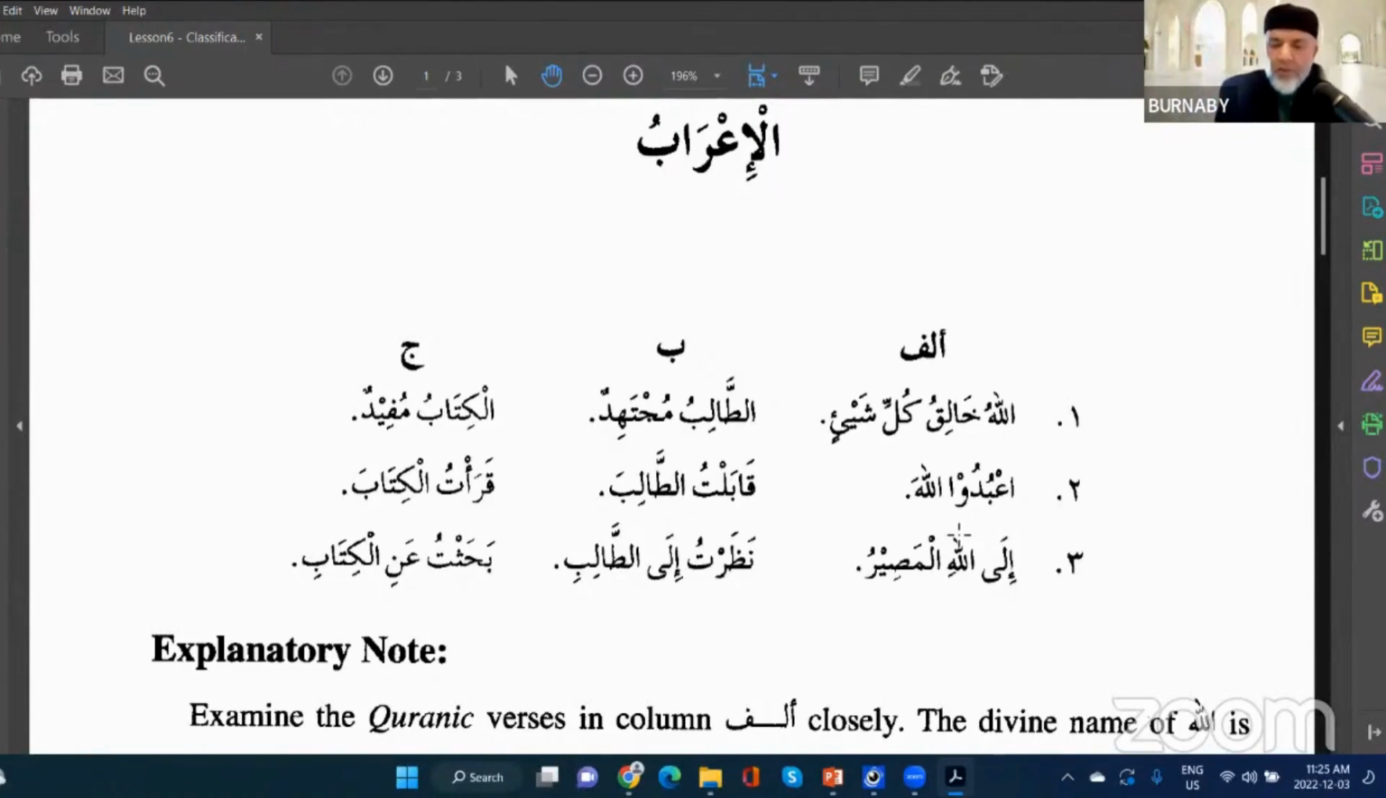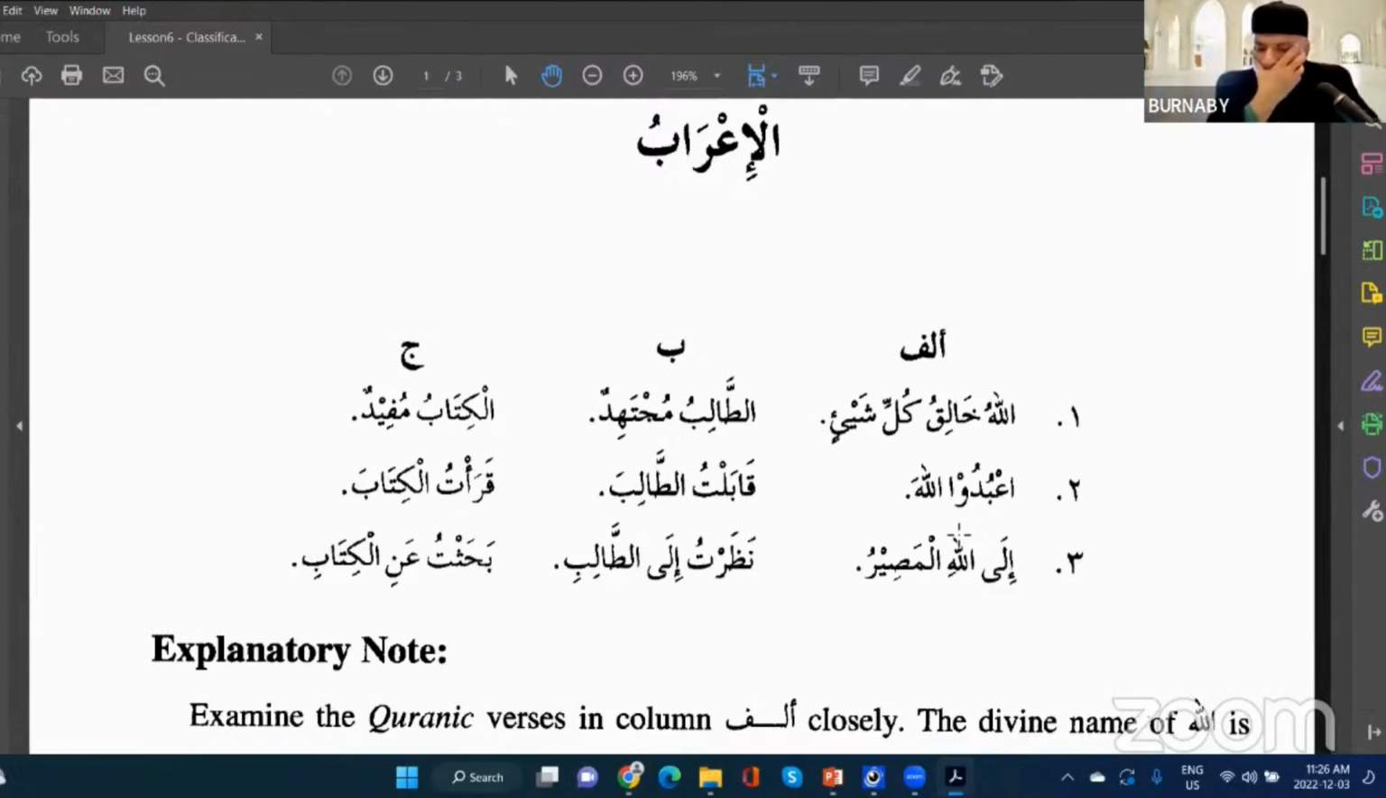Okay, now let's look at the third row. Ilallahil masiru. Look at the Allah in the first sentence, Allahu with a dhamma. Number 2, Allah. Number 3, Allahi. Look at number 3, ilallahil masir. So Allah here in the third row, is it nasab, jar, or rafa? Jar, majroor. Allah is wahid, singular, and it has a single kasra.